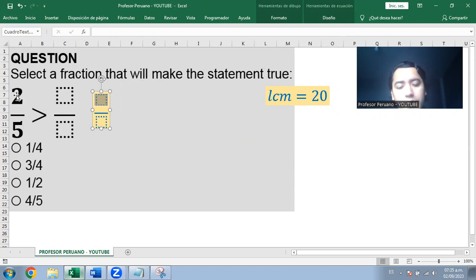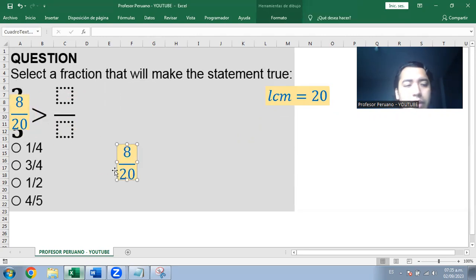So 2 times 4 is 8, and 5 times 4 is 20. So this fraction is 8/20. Now a quarter. A quarter also we must make homogeneous. So we multiply by 5 to get 20. So 1 times 5 is 5, and 4 times 5 is 20. So the fraction is 5/20.